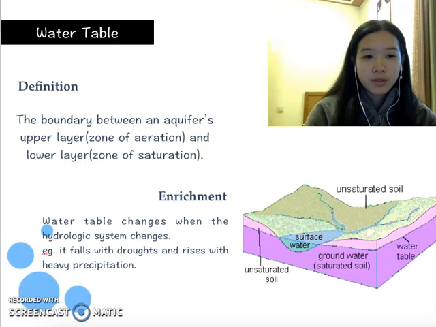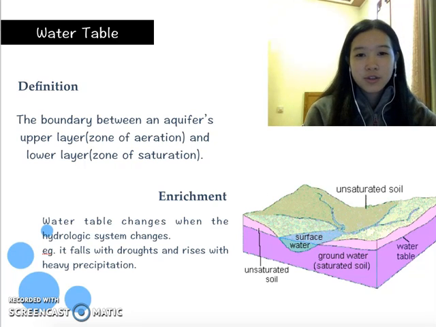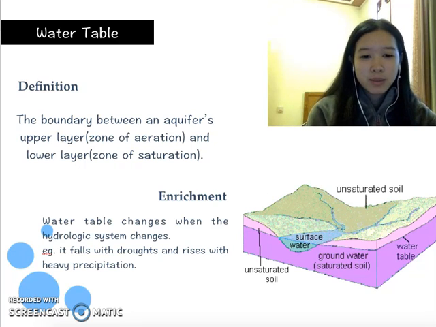Now let's move on to the water table. The definition of water table is the boundary between an aquifer's upper layer, which is the zone of aeration, and the lower layer, which is the zone of saturation. So this diagram here shows the water table. This line here represents the water table.